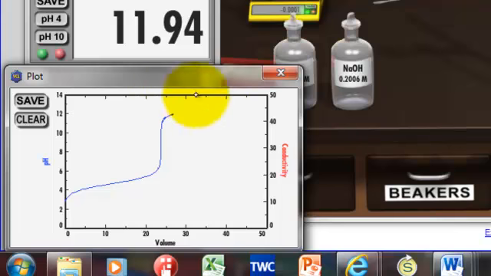Now as for the shape, this curve will always look like this, where I'm adding a base to an acid. If I was adding an acid to a base, it would actually start out up here and come down. If this were a strong acid and a strong base, it's actually a little sharper. The transition happens a little quicker. But for the most part, the shape is always the same. Half equivalence point is somewhere around here. Equivalence point is somewhere right there in the middle.